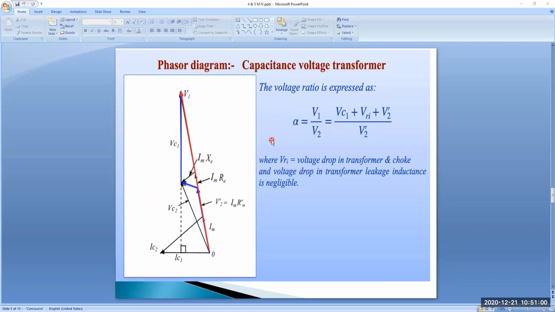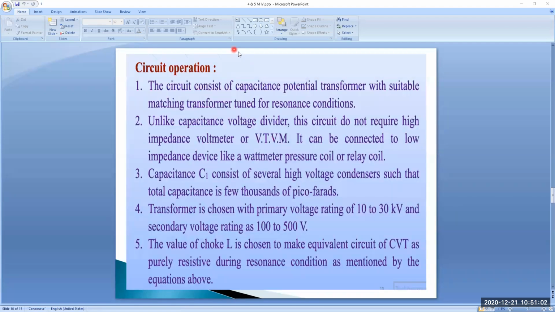Complete fast. I think completed. Then circuit operation. The circuit consists of a capacitance potential transformer with a suitable matching transformer tuned for resonance condition. Okay, the circuit, all of you write here, circuit operation.